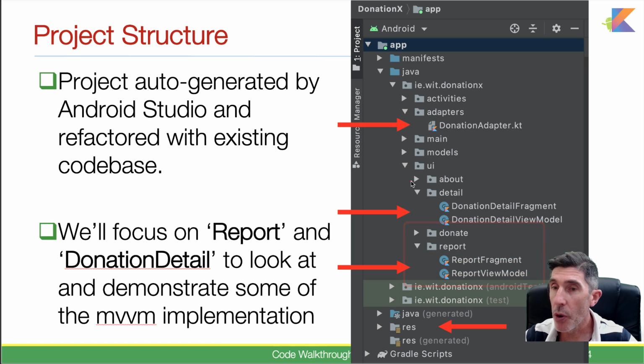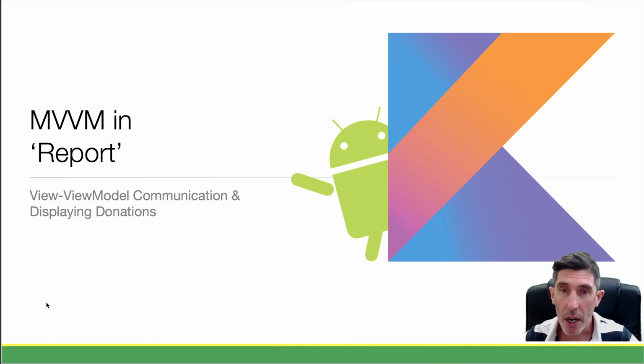So we will focus on the detail and the report fragments, the report view model, donation detail and report view models, just to try and demonstrate the inner workings of these new components that we're bringing into our overall application. Okay. So as I said, we'll start with reports. We'll look at MVVM in reports.